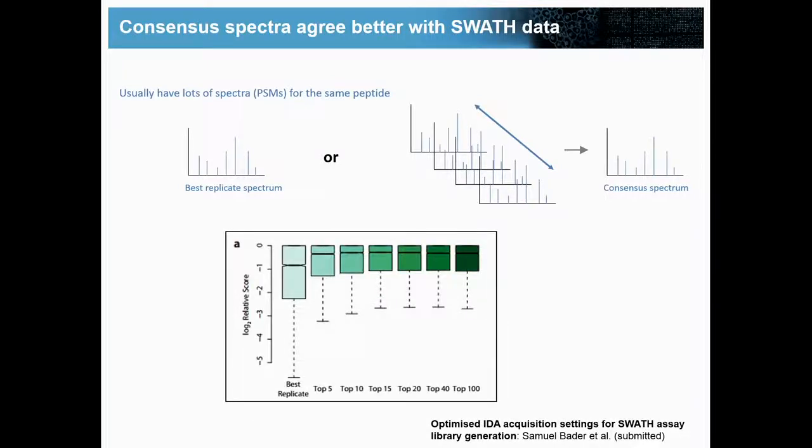And what we found in the past is that the relative fragment ion intensities that we get from this consensus spectrum, if we compare them to the DIA data, give a little bit better match. So if we just take the best replicate spectrum, or we average over 5 spectra, or 10 or 15, going all the way up to 100 for a given peptide, we have a little bit better matching when we do this consensus matching. Although it's only a little bit better, it's an optimization.